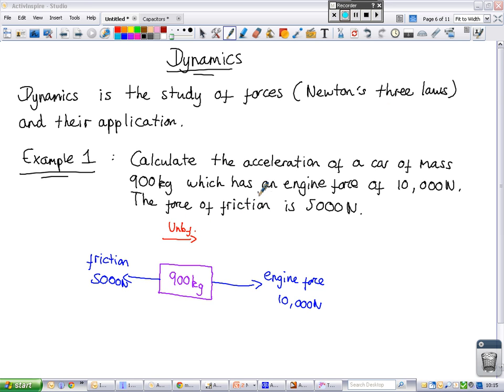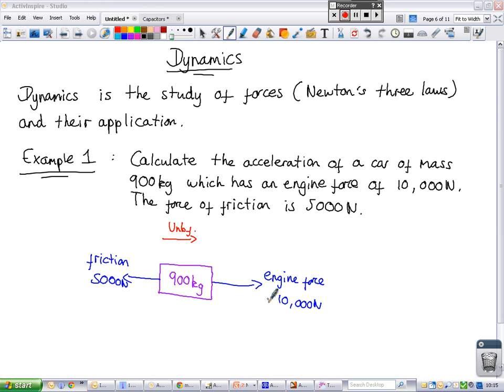So we started off with a really simple question where we calculate the acceleration of a car of mass 900 kilograms. We're given an engine force, which is obviously going forwards, and we're given a frictional force which acts against the motion. So for a free body diagram, the first thing we do is we draw a little box. We don't bother drawing out anything fancy or taking ages over our diagrams. We just draw a little box. We write in what the mass is of the object. Then we indicate the forces acting.